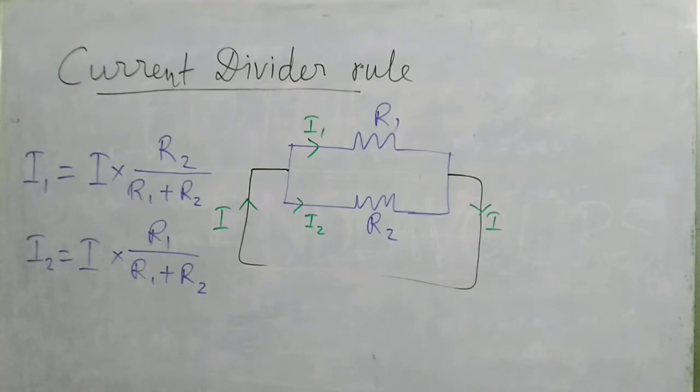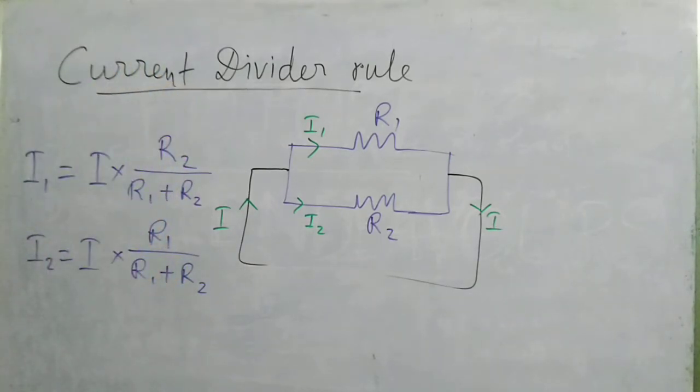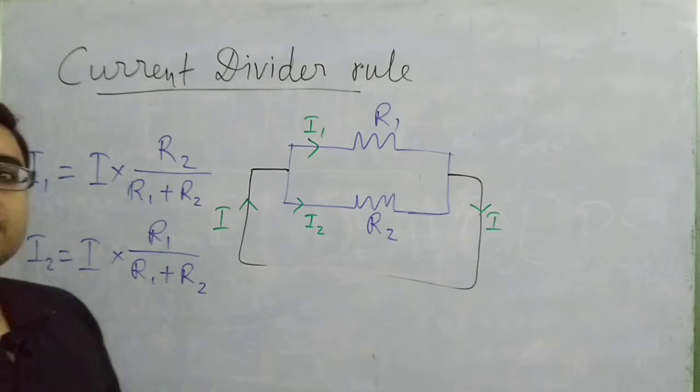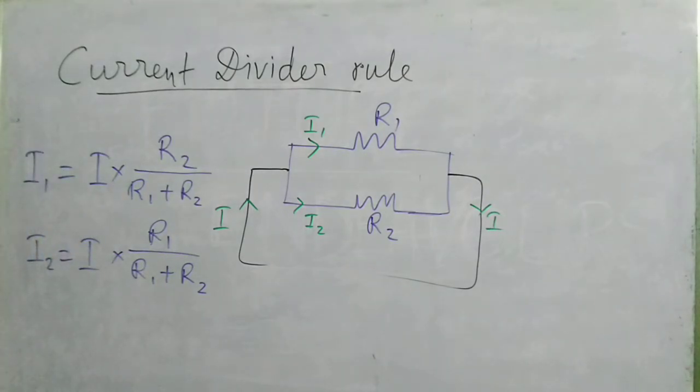So you can easily apply this formula and get the values of the currents in the branches or resistors R1 and R2. This is the current divider rule. You can apply this rule in problems where you see two resistors and the current is being divided among them, and you can find the currents easily. I think the concept is clear to all of you. Now let us quickly move on.